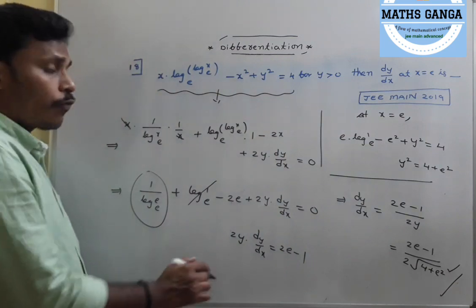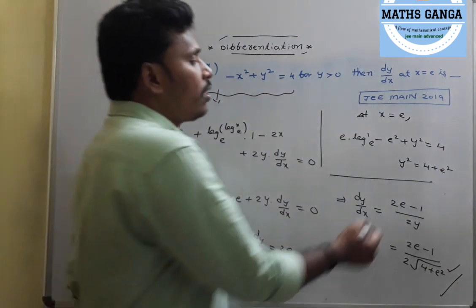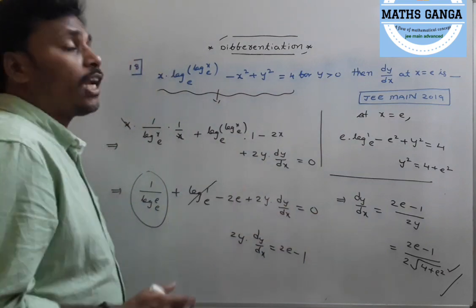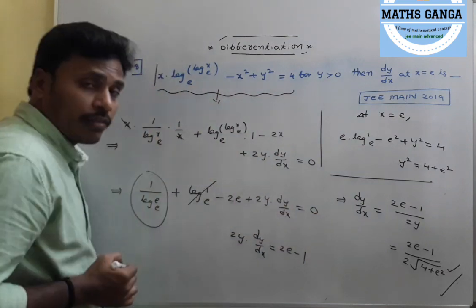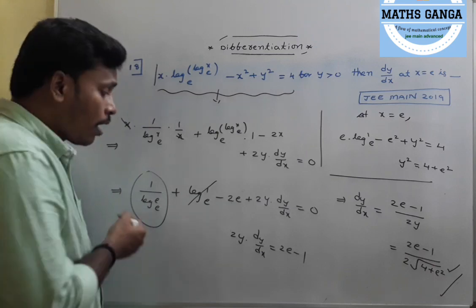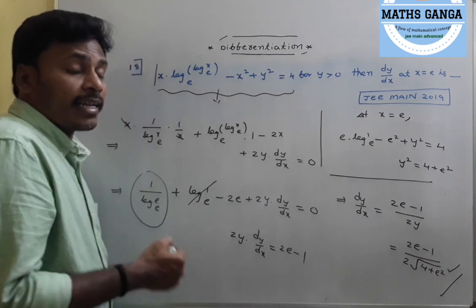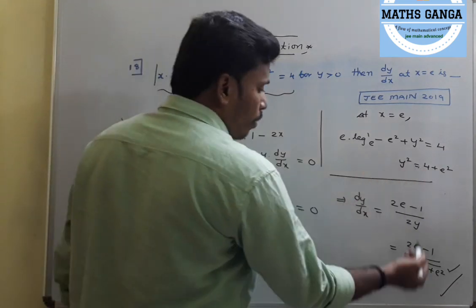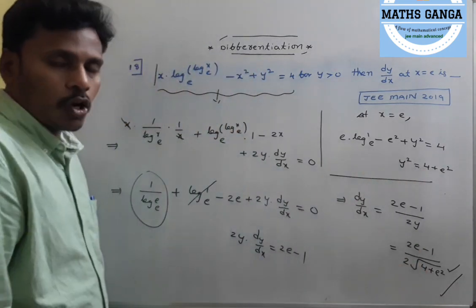Okay, so first of all at x = e, find y, keep it separately, and then to find dy/dx differentiate this given problem with respect to x. After that, to find dy/dx at x = e, replace x with e and y² with 4 + e² to reach that answer. Okay, copy this.